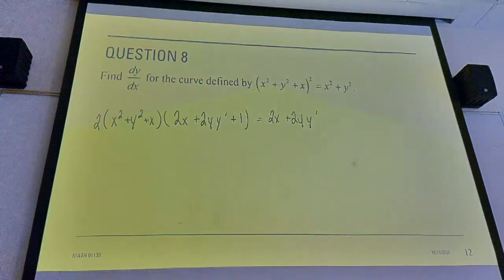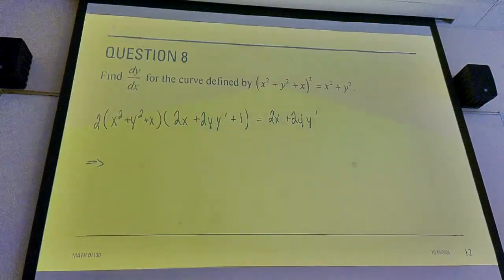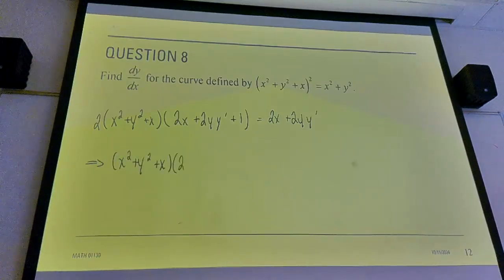What do you want to do next? Hmm? I think... Take out the 2 from where? That's the first thing I would do. Get rid of those 2's, because you have a common 2 on both sides, which is why I didn't put the 2 through.